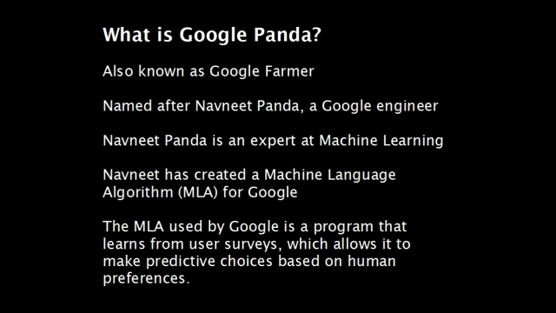What does that mean for us? Well, Navneet has created a machine language algorithm for Google. And what the machine language algorithm does is it learns from user surveys and then can make predictive choices based on human preferences. So what has happened is Google has got a lot of people together, given them a large set of websites, and asked them to classify sites as good or bad, rate their experiences and their opinions of the site.